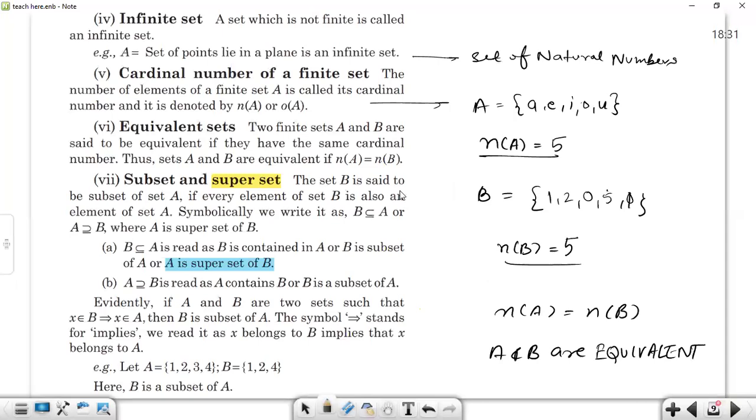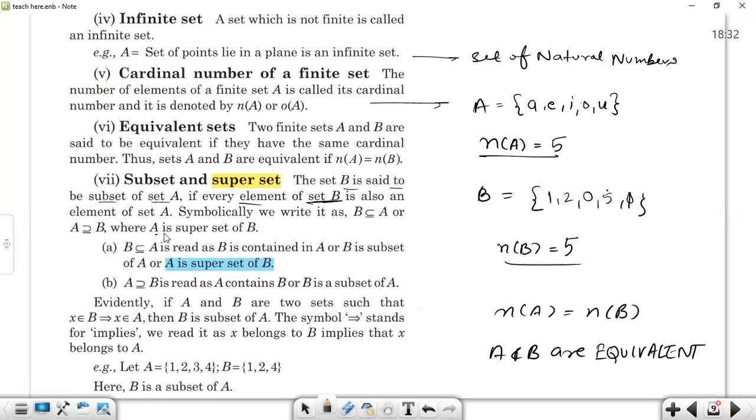The set B is said to be a subset of set A if every element of set B, note this point, every element of set B is also an element of set A. Symbolically, we can write it as B ⊆ A. Here a different sign is used for sets. It can also be the case that set B and set A are equal. That's why the equality is also considered here, and it may be represented in both directions.